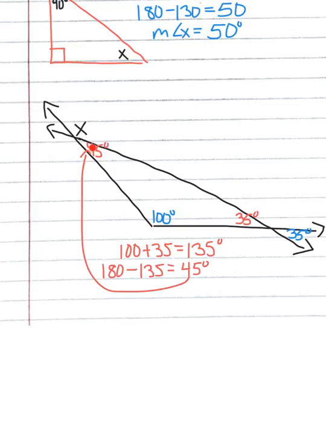Now there's other ways we can do this. We have a vertical angle relationship here, or we have a supplementary angle with this line. I'm going to use my supplementary angle, so now that I know that this is 45, I know that these two together have to equal 180. So what I'm going to do is take that 180 minus 45, and that leaves me with 135 degrees. So I know the measure of angle X is 135 degrees.